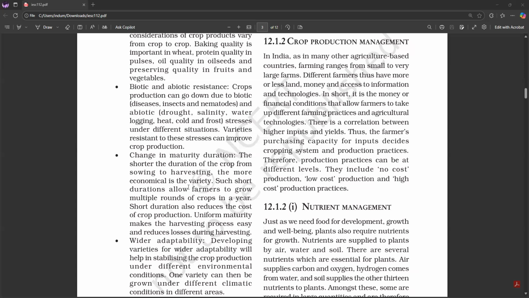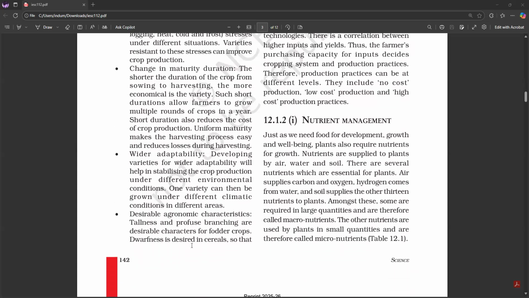Change in maturity duration. The shorter the duration of the crop from sowing to harvesting, the more economical is the variety. Such short durations allow farmers to grow multiple rounds of crops in a year. Short duration also reduces the cost of crop production. Uniform maturity makes the harvesting process easy and reduces losses during harvesting.